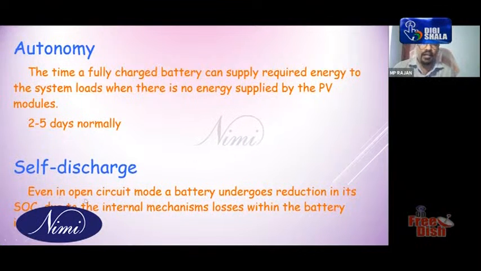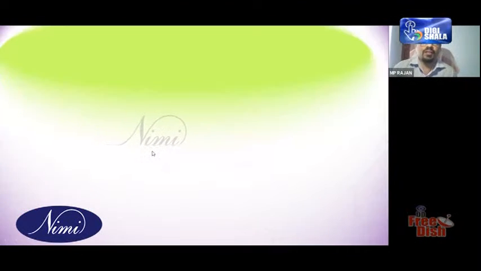Again, depending upon the types of battery, your self discharge rate will be different. So you cannot keep the battery idle. If you are keeping it idle, you have to give a float charge, or once in a month, you have to take out the battery and give a full complete charge. Okay, so this is called self-discharge.